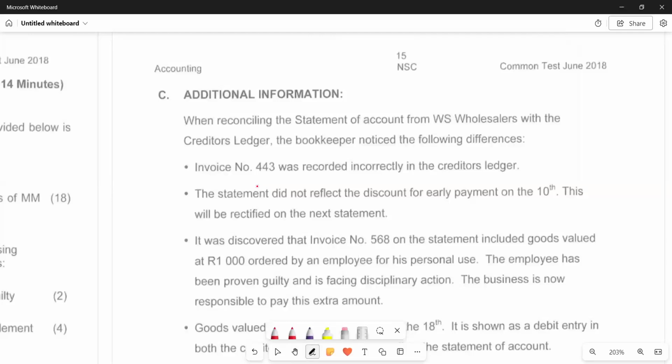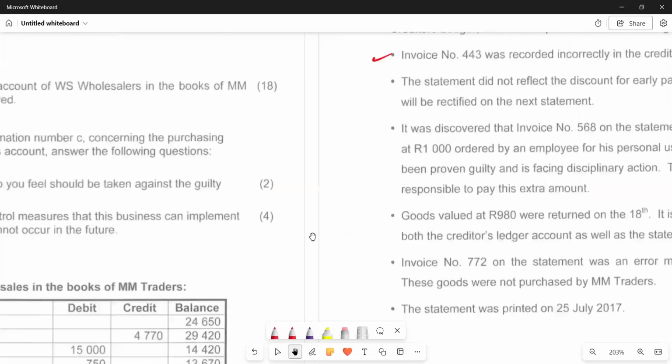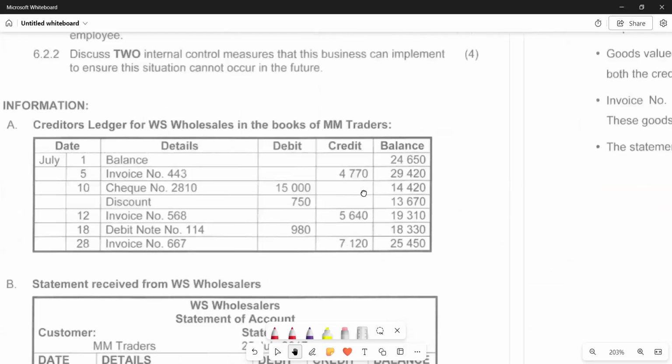Let's look at the first one, which says invoice number 443 was recorded incorrectly in the creditors ledger. This one is very, very straightforward. It means the invoice was incorrectly recorded in the creditors ledger only. So we are going to correct the creditors ledger. We go to the creditors ledger and look at the figure we have for invoice number 443. Here we have 4,770 as an invoice, which is on the correct side. It's supposed to be on the credit side.